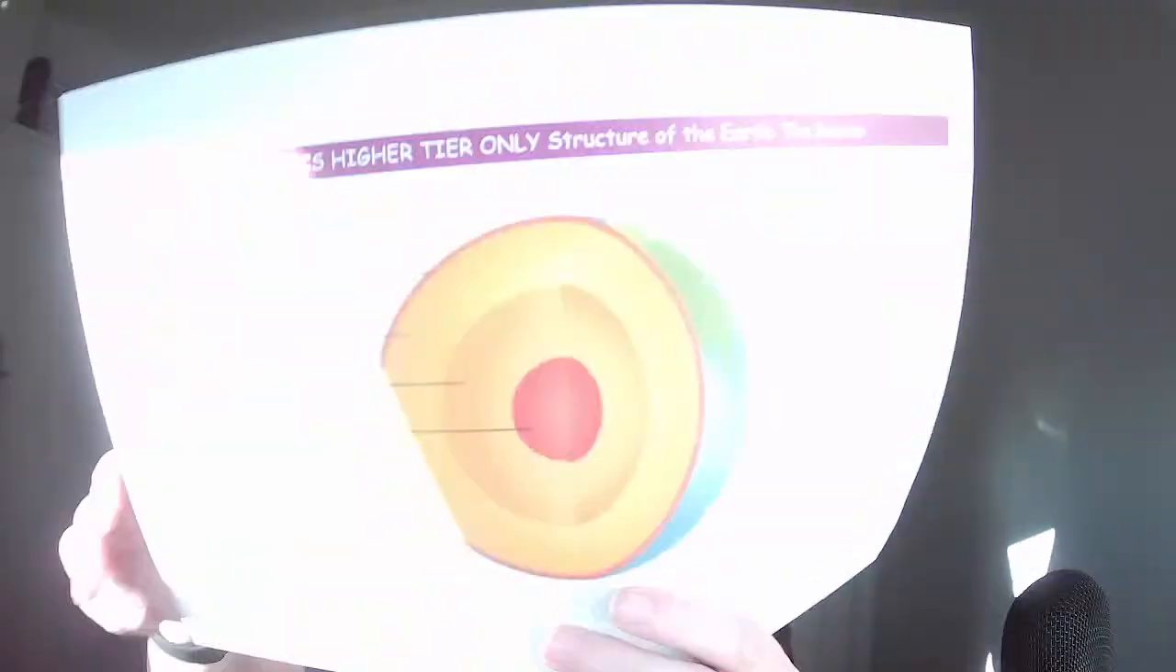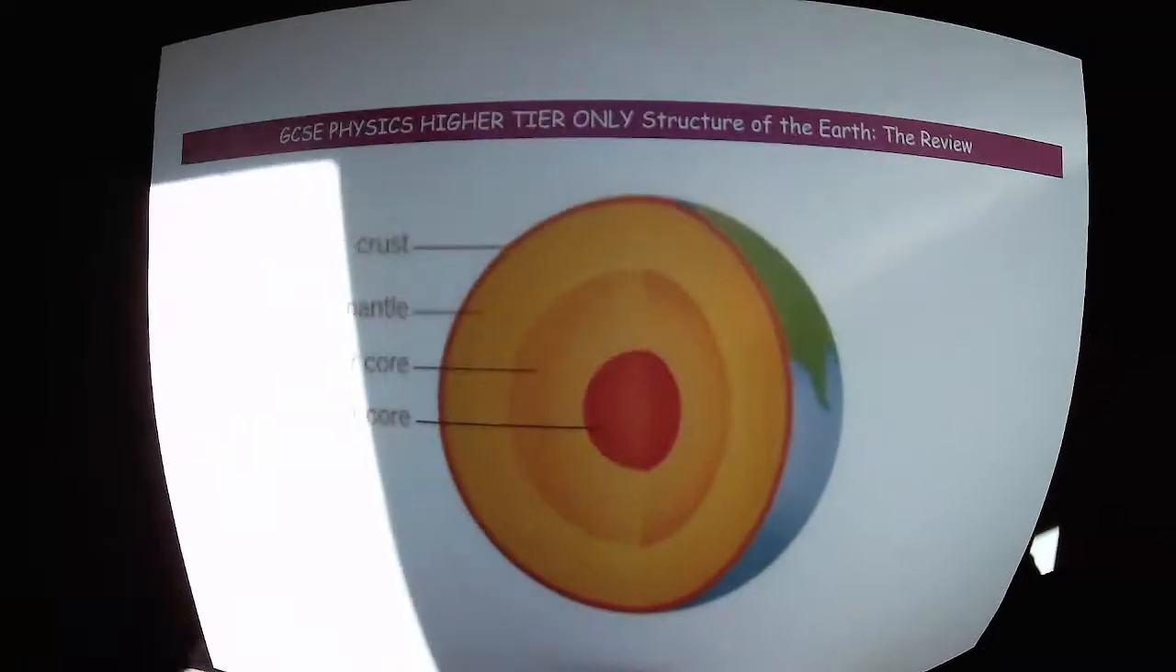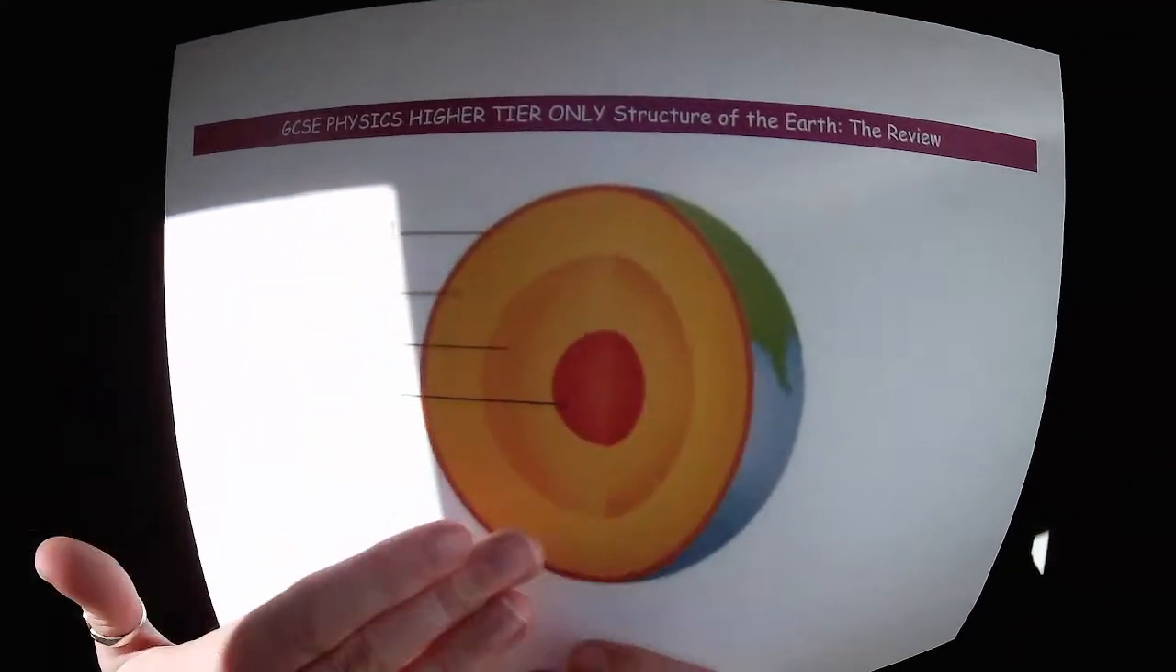We've got the outermost layer, the crust, then the mantle, outer core, and then in the very centre, the inner core. There it is. So crust, mantle, outer core, inner core. This is what we know the structure of the Earth to be.